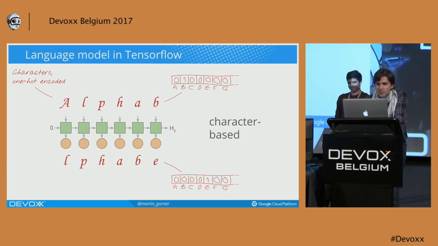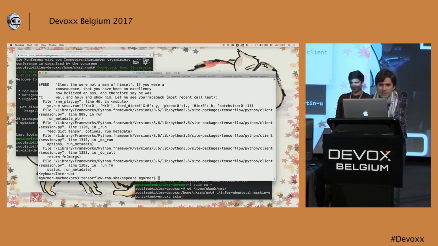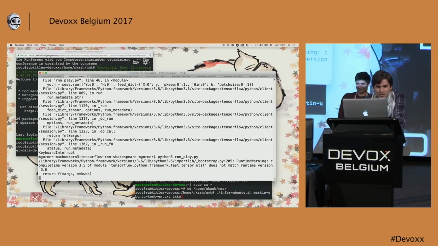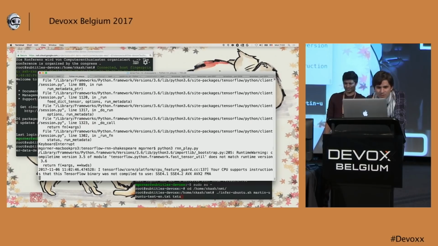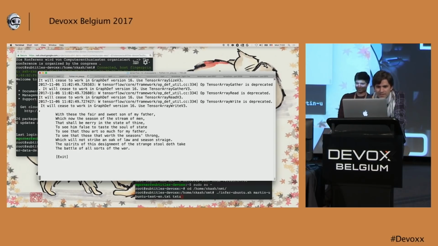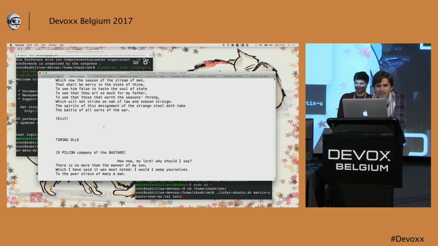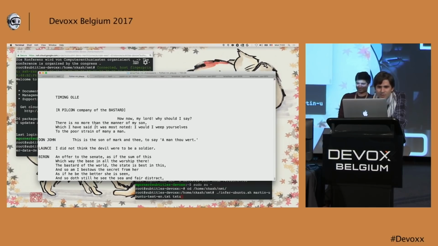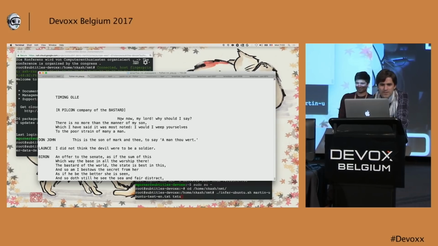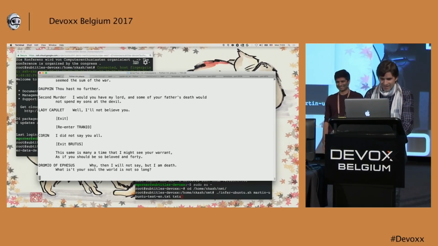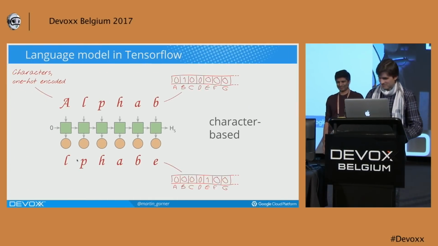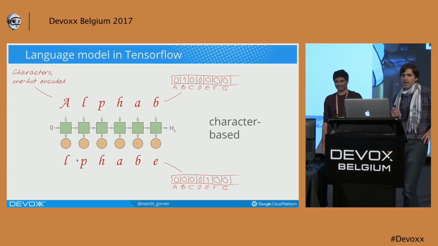What this was doing, so last year we had a bit of fun, and we trained it on Shakespeare and generated new Shakespeare plays. Let me run this again for you. Here we have Shakespeare. Company of bastards, how now, my lord, why should I say? There is no more than the manner of my son, which I have said, it was most noted, I weep yourselves, Don John, blah, blah, blah. So it's hallucinated Shakespeare. It's called a language model. So that's one thing you can do.